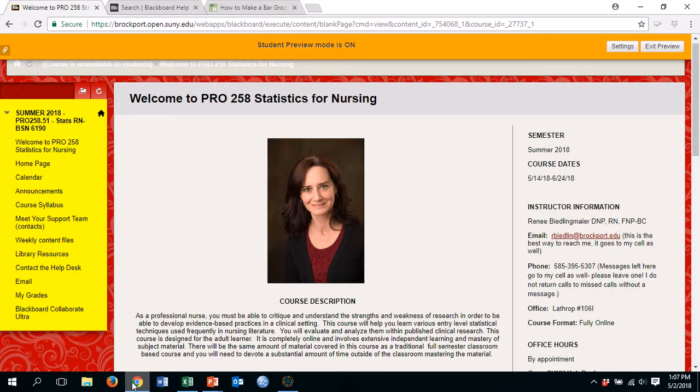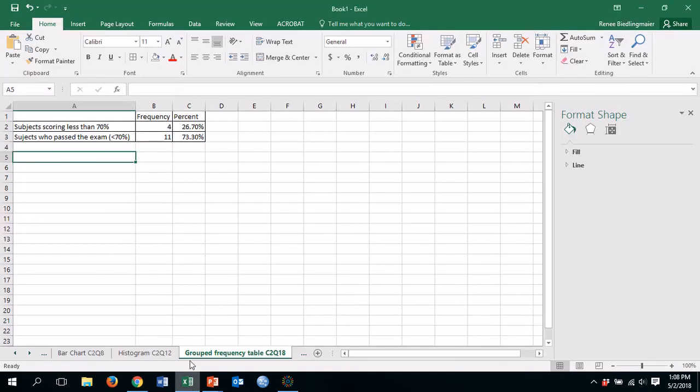Question 18. The diabetes educator would like you to present her result in a grouped frequency table showing the frequency and percentage of those who passed the post-test with greater than 70% and those who didn't for the report she has to make to the funding agency. And we want to show our product, and that is here.